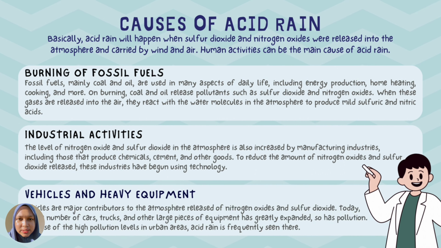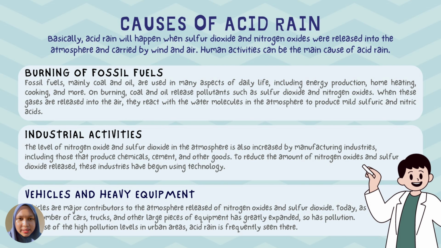Next, we move to the causes of acid rain. So basically, acid rain will happen when sulfur dioxide and nitrogen oxide are released into the atmosphere and carried by wind and air. Human activities can be the main cause of acid rain. The first one is the burning of fossil fuels. The major chemicals that cause acid rain are nitrogen oxide and sulfur dioxide.